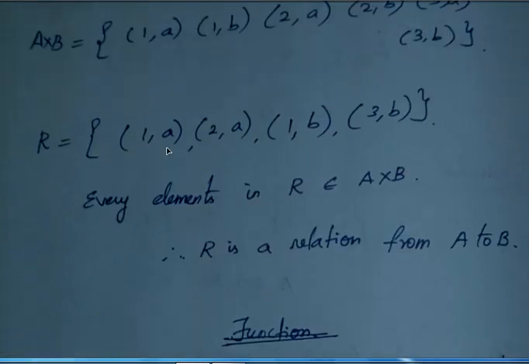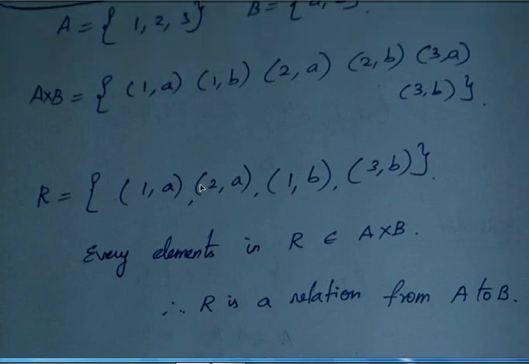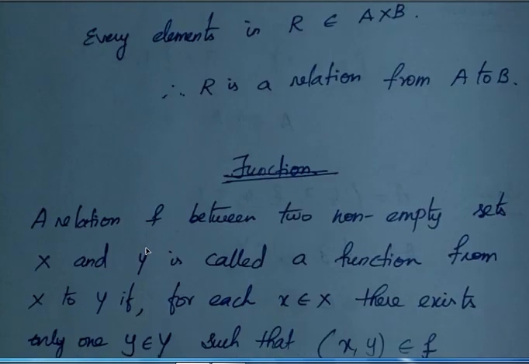See that 1 ஓட பேர் a, 2 ஓட பேர் a. பட் ஹியர் 1 ஓட பேர் b யும் வந்திருக்கு. ஆனால் ஒரே ஒரு பேர் தான் இருக்கணும். For every x there exists exactly one y. ஒரே ஒரு y தான் இருக்கணும். ஆனால் இங்கே y இடத்தில் a யும் இருக்குது b யும் இருக்குது. அதனால் அந்த relation ஐ நம்ம function னு சொல்ல முடியாது. So that is the condition.